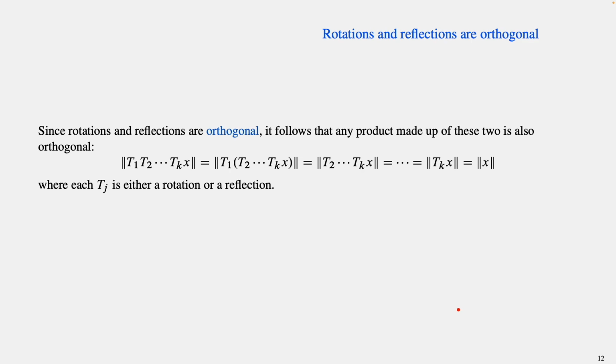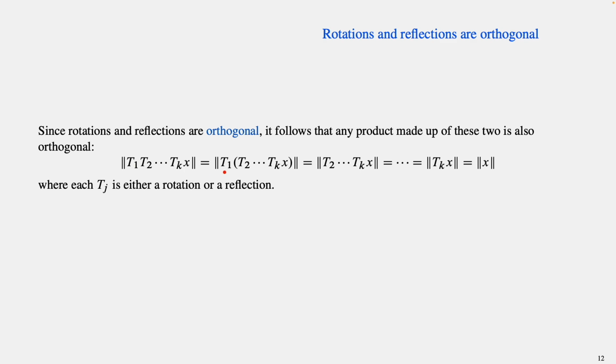One consequence of this is that since both rotations and reflections are orthogonal, it follows that any product made up of these two types of transformations is also an orthogonal transformation. So if T1 to Tk are all either a rotation or a reflection, and we have a product of k such maps or matrices, and we apply this to a vector x and look at the norm, then, well, inductively we can do the following.